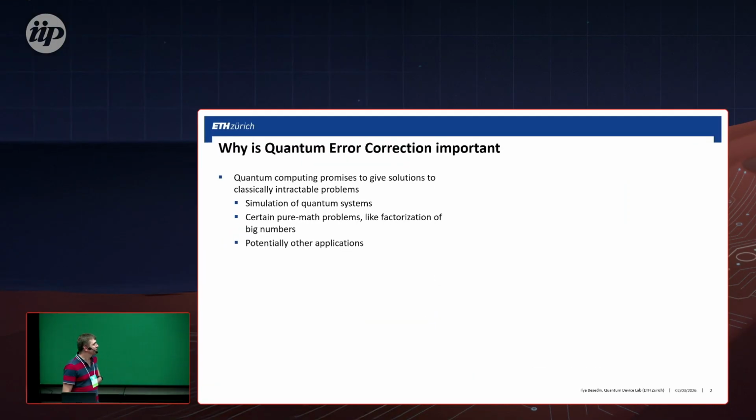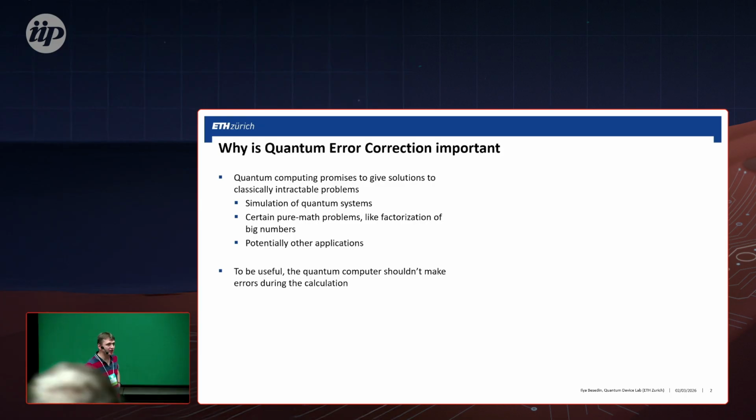Okay, I don't think I need to motivate quantum error correction a lot, but I'll still try to do it. So quantum computing promises that it will solve some interesting problems, will help us simulate quantum systems, and probably some pure math problems like factoring. Maybe something else, you tell me. Obviously, we're interested in the results of these computations, and they should be correct, at least sometimes, to be useful.